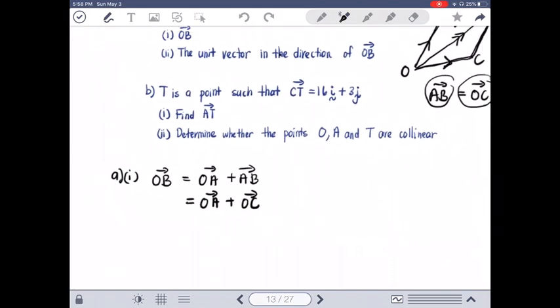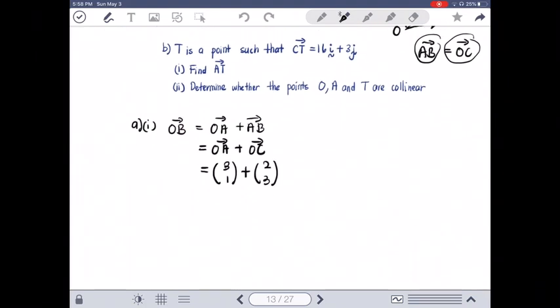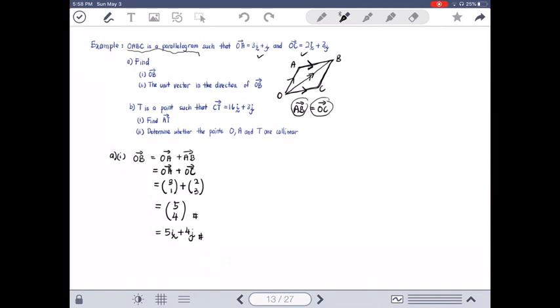Do we have OA? Yes, we do have OA. Here I use the column vector 3, 1 plus OC, which is 2, 3. So 3 plus 2 is 5, 1 plus 3 is 4. So vector OB is 5, 4 or 5i plus 4j. Both answers can be accepted. That is for A1.